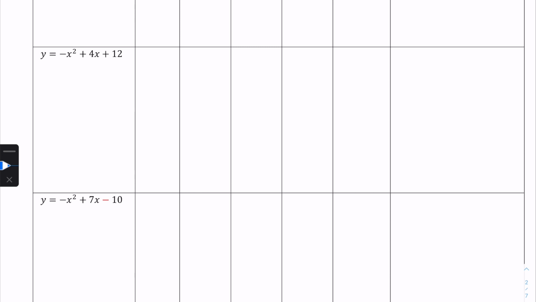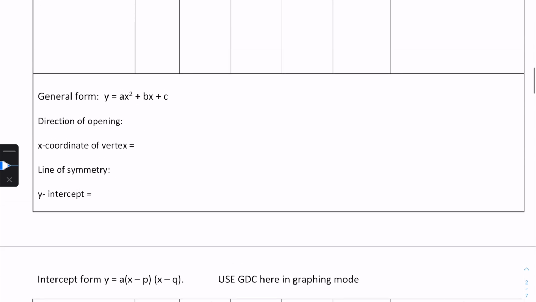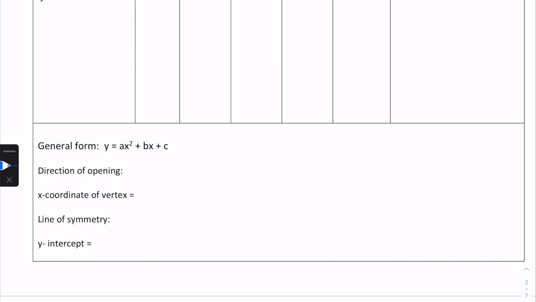Right. Next part. So having done all those questions above, what do we want to find out? Well, here is your summary. How do I know what is the direction of opening? Well, to determine the direction of opening, I am looking at the value of a. If a is greater than 0, then upwards. Oh, you should pause the video now. You should try this first and then see if you get the same answer as me. And if a is less than 0, then downwards. That is all that part is telling us.